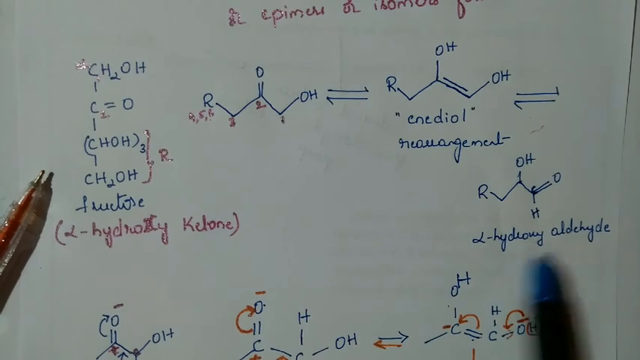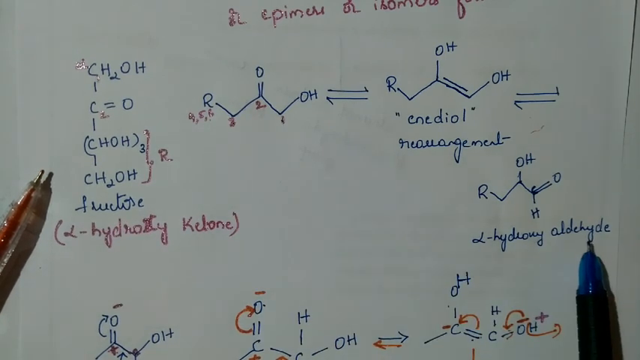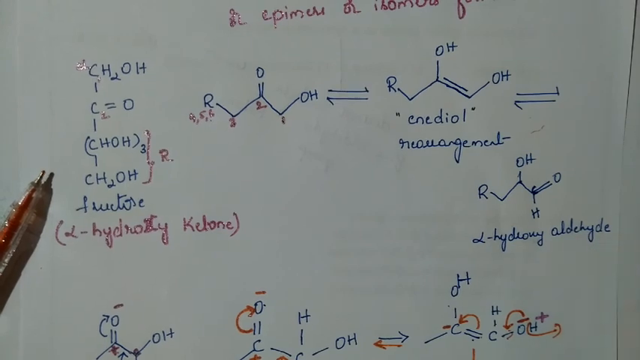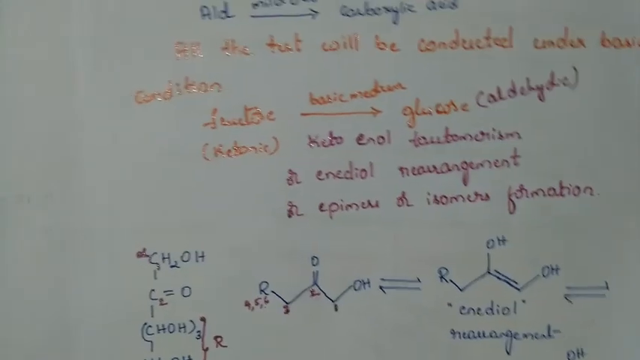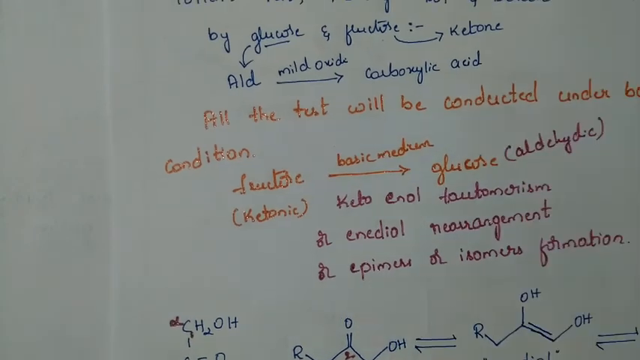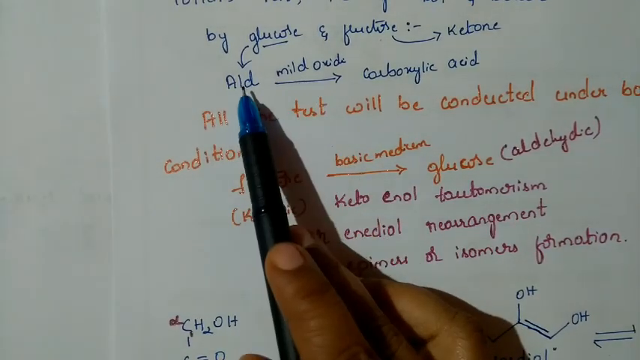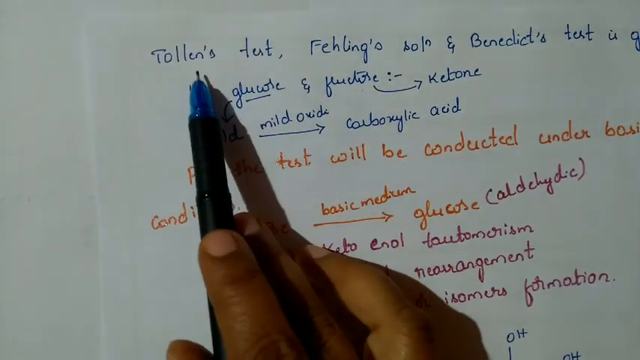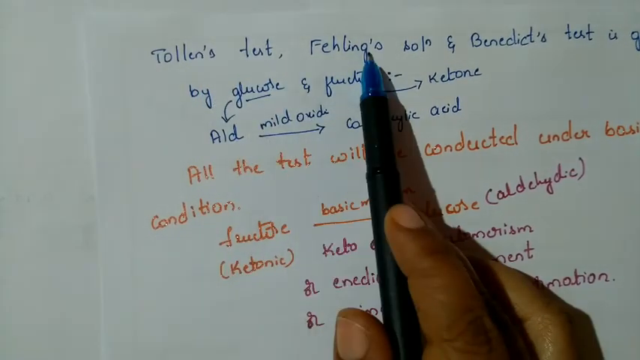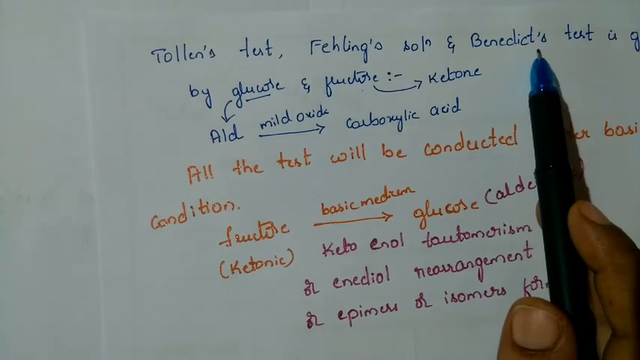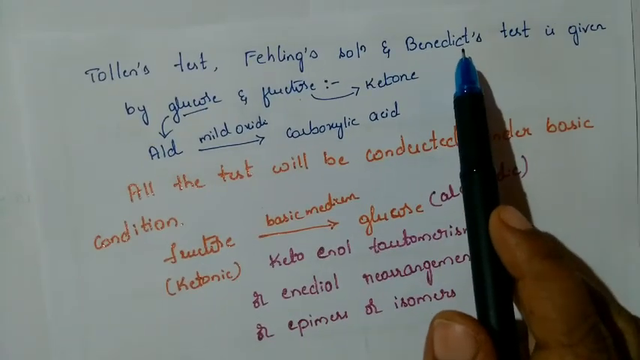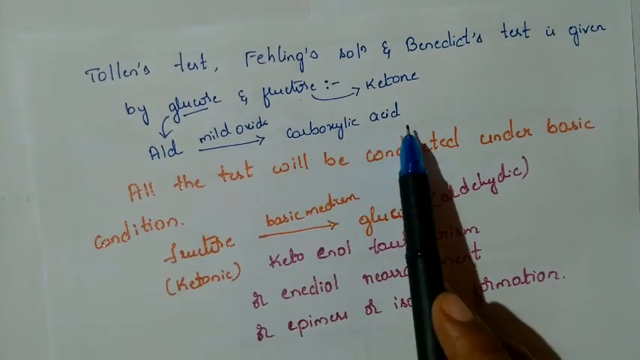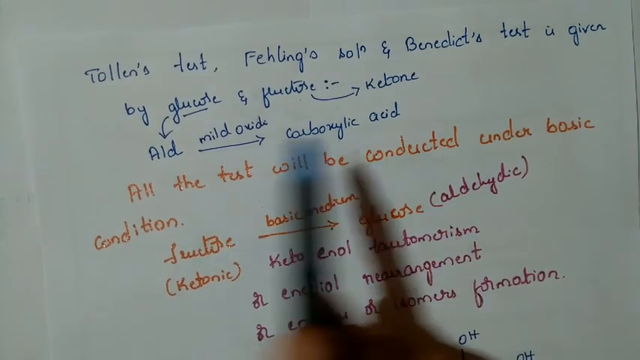So in this aldehyde, that is what fructose has, a rearrangement takes place and it forms an aldehydic group. That aldehydic group is going to react with mild oxidizing agents. Which are those mild oxidizing agents? Tollens reagent, Fehling's solution, and Benedict's reagent, to form a carboxylic acid or carboxylate ion.